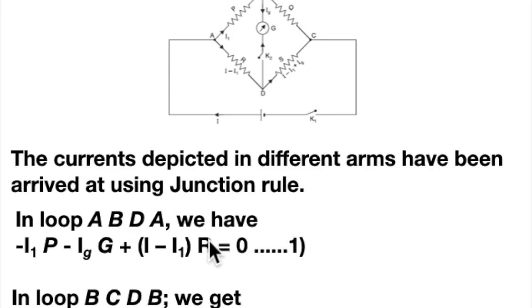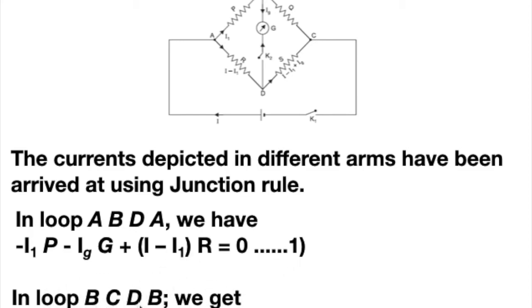Now, applying the voltage law in loop ABDA, going along AB along the current, so negative, minus I1P, current is I1 and resistance is P. Here the current is Ig and we denote galvanometer resistance by capital G. So, again a negative sign here because we are along the current, minus IgG, plus (I minus I1) into R. In this branch we are going against the current. The current is I minus I1, and this comes out to be 0.